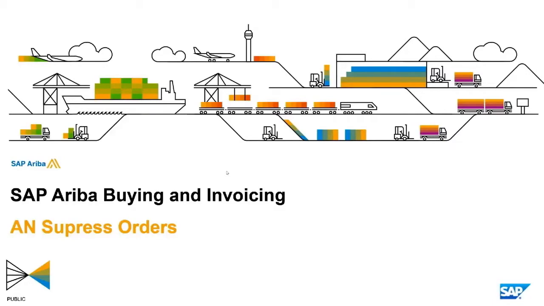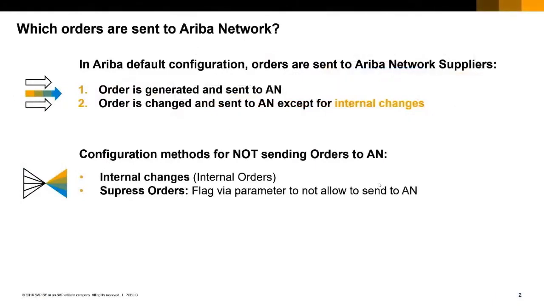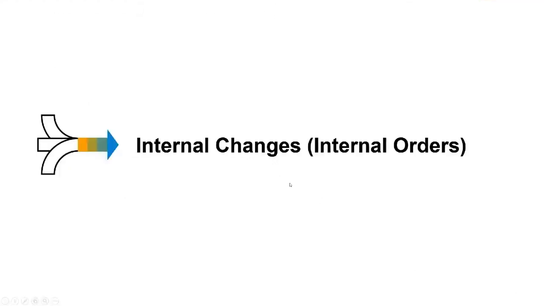Today, I will show you different ways we have for avoiding sending an order to a supplier in Ariba Network. In Ariba standard configuration, orders are pushed to Ariba Network suppliers when they are created and also when a change happens. Always we are not talking about an internal change. But we have two ways for avoiding pushing orders to Ariba Network. First is using these internal changes, which is part of the default configuration, and second is using Suppress Orders flag, which requires additional configuration. We will see how it works for both cases.